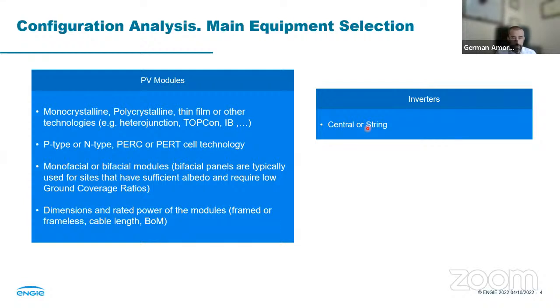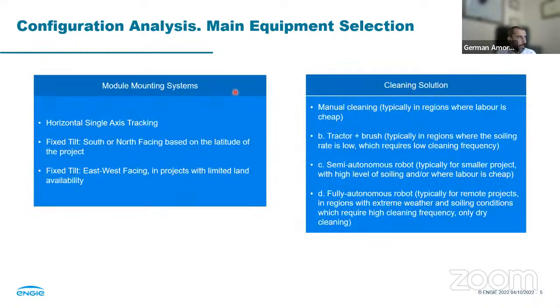Because we have a significant impact if we lose a central inverter of 4 megawatts in the power plant, instead of losing a single string inverter, or two, of 200 or 250 kVA. It's clear. About the structure solution, we also have two main options, another dichotomy.